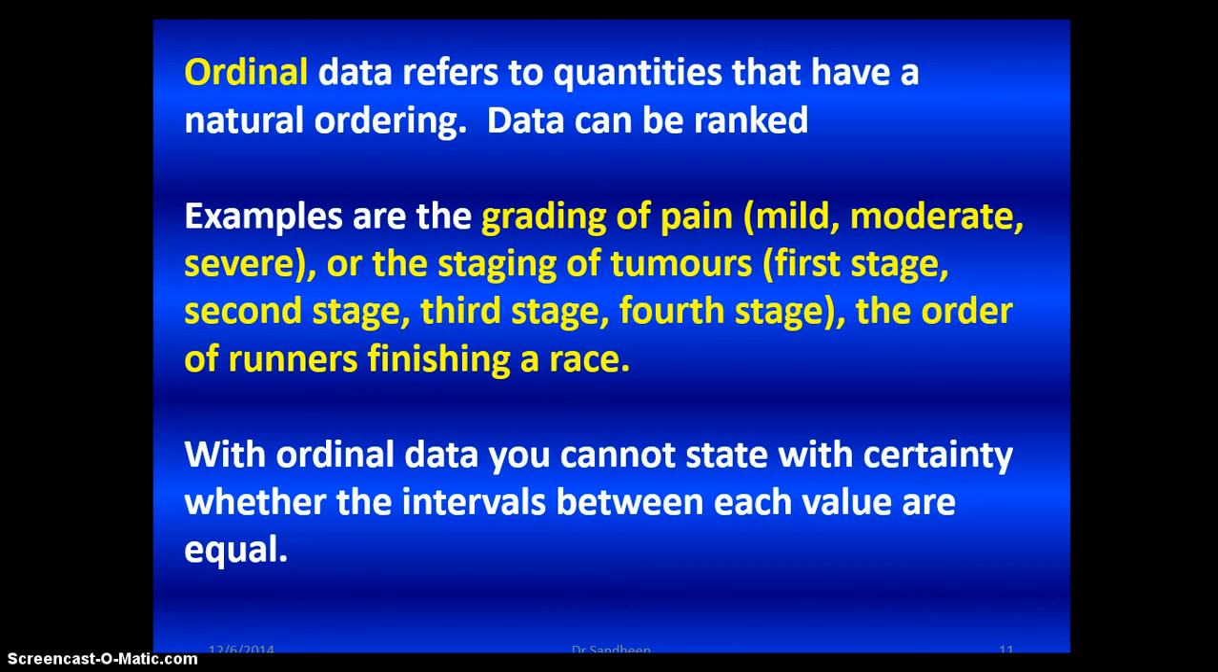Ordinal data refers to quantities that have a natural ordering. Data can be ranked. Examples: grading of pain, mild pain, moderate pain, severe pain, or the staging of tumors, first, second stage, third stage, fourth stage, order of runners finishing a race, first, second, third, fourth. Order is very important. But the interval may not be the same. With ordinal data, you cannot state with certainty whether the intervals between each value are equal.